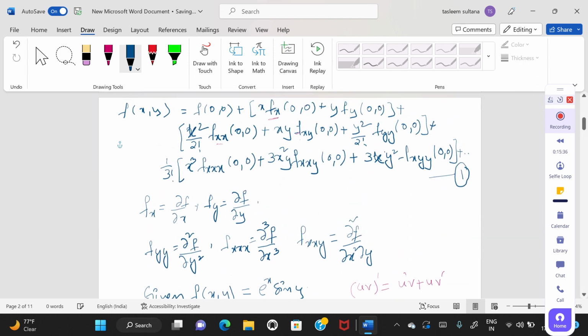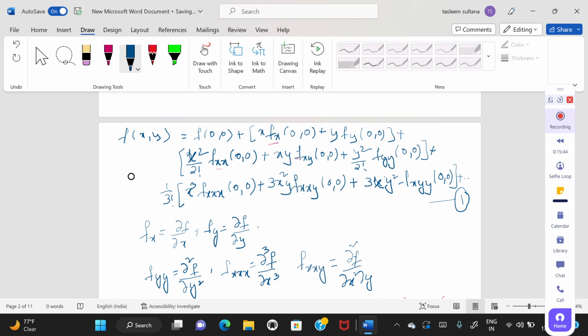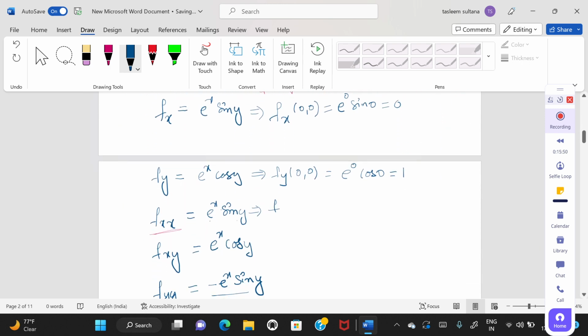Okay, ma'am. In equation 1, what are we having? f suffix x of 0 comma 0 we are having, then plus f suffix y of 0 comma 0. That's the reason we are finding that one.